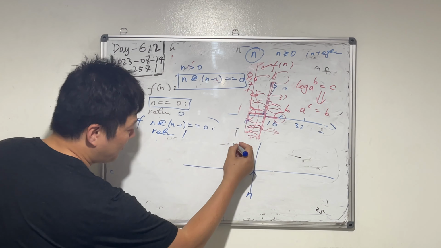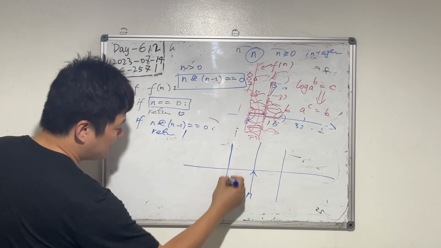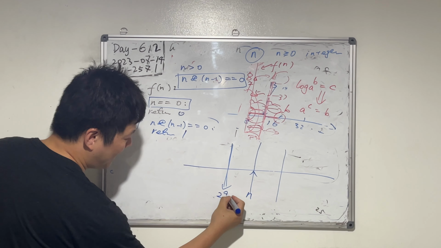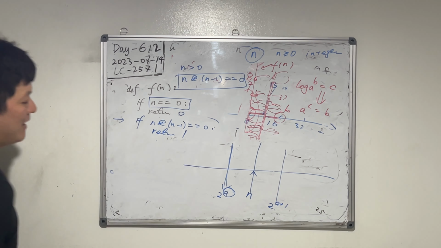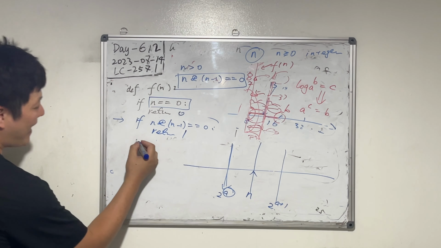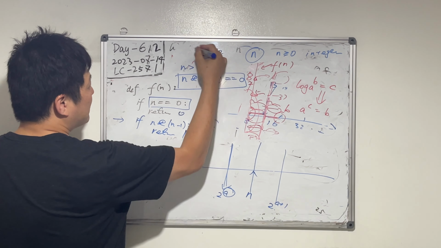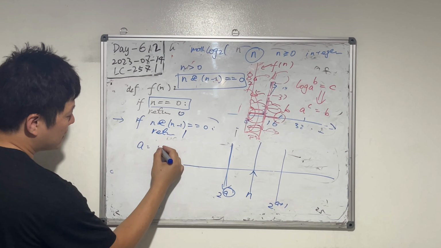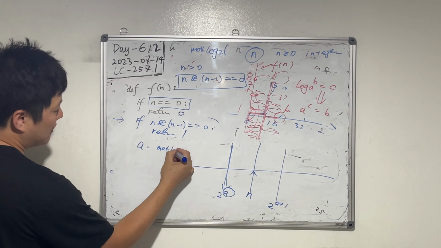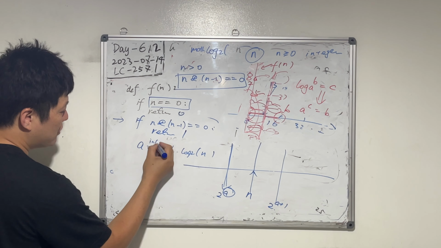Okay. So we want to find the closest power of 2. So let's say the closest power of 2 here is 2 to the power of a. And here will be 2 to the power of a plus 1, right? This a thing. So how do we get this a? We can use the math log function, math.log2. Okay, so a equals math.log2 of n, but we need to convert it to integer.